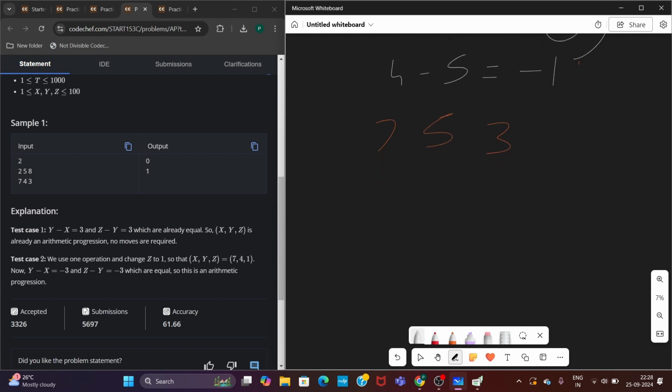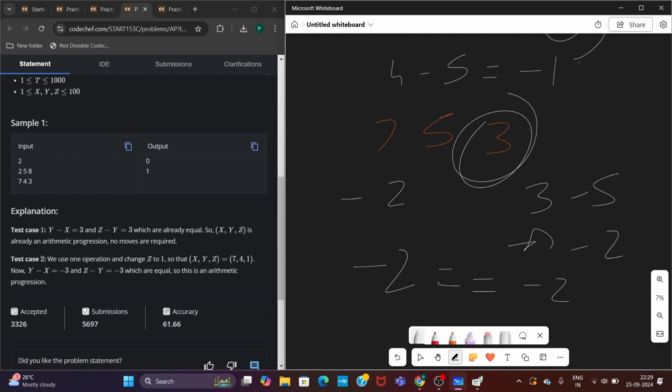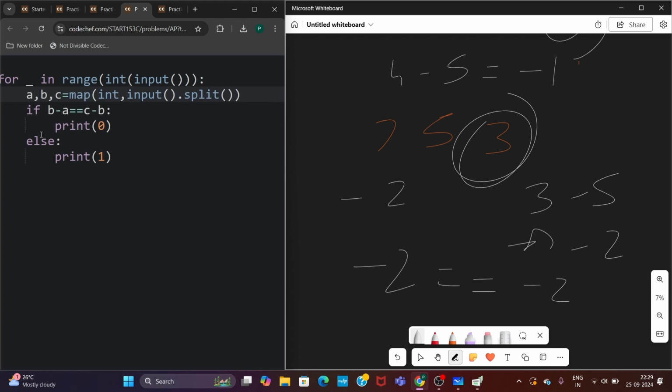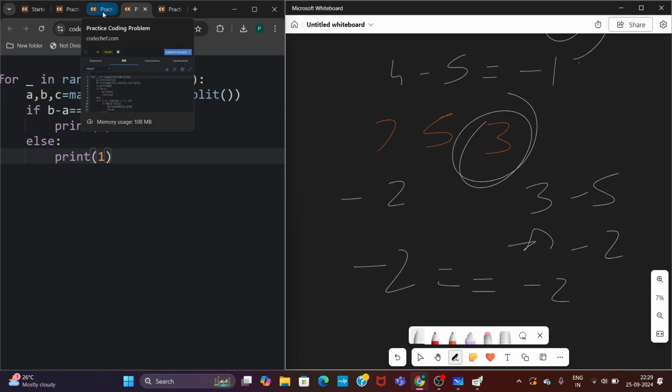5 minus 7 is what? 5 minus 7 is minus 2. Also, 3 minus 5 is what? Minus 2. So basically minus 2 is equal to what? Minus 2. So we have to perform only one operation over here, one single operation. So our answer will be either 1 or 0 only. So this was the basic solution for it. Okay, we will check over here if our given array is already an arithmetic progression, just print 0, else print 1. Okay, so basically we have completed the second problem.